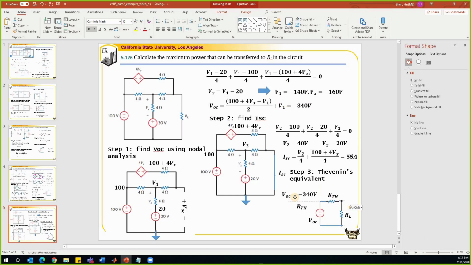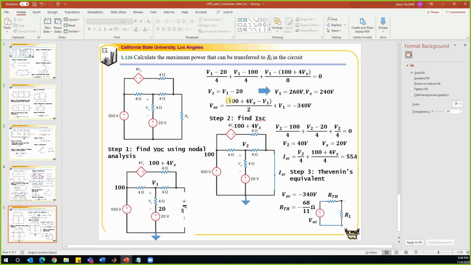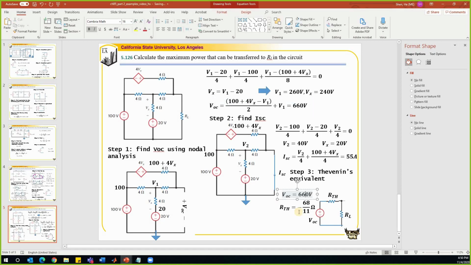This is strange. RTH cannot be a negative number. Did I do anything wrong in calculating ISC? Yeah, V1 is equal to 260. And how about Vx? Vx is equal to V1 minus 20. That should be 240 volts, right? So VOC over here is 660. That makes sense. RTH will be VOC divided by 55, so that will give us 12 ohm.